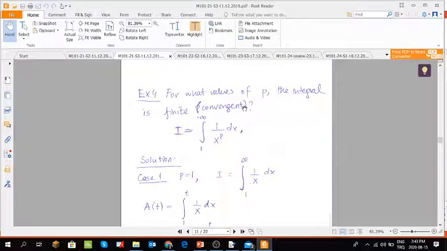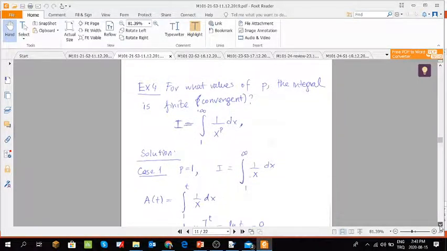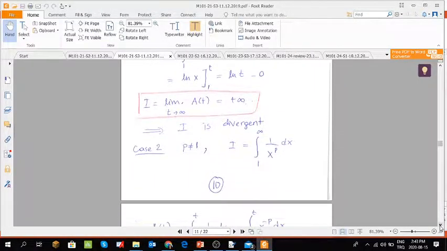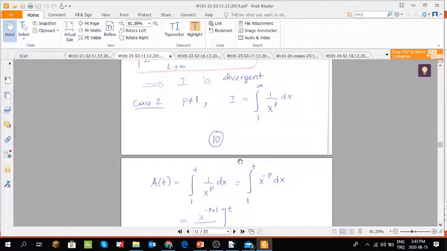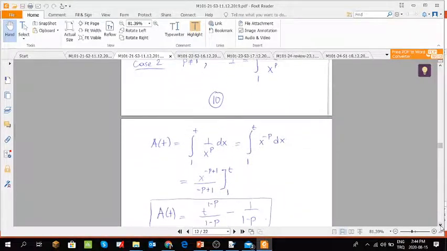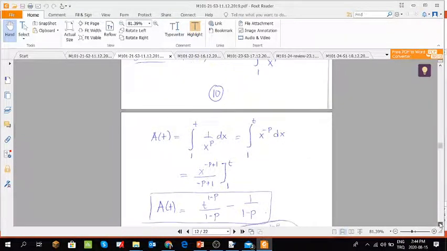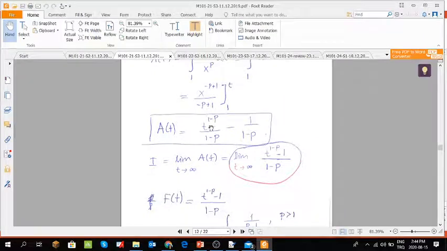For what values of p is the integral finite, convergent: the integral from 1 to infinity of 1 over x to the p dx? For p equal to 1, we showed before that this is divergent. Now p is not 1. What happens? We form our A of t, the integral from 1 to t of 1 over x to the p. We apply the power rule. We get such an expression: t to the 1 minus p, minus 1, over 1 minus p.